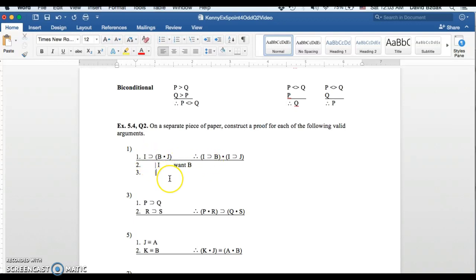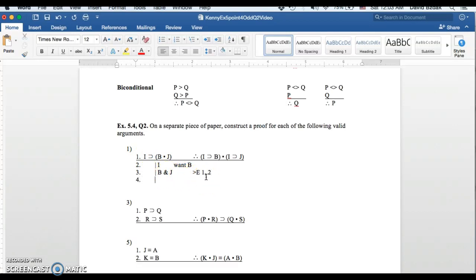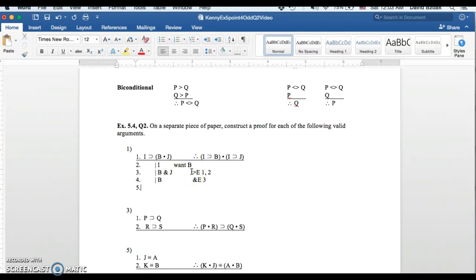So we have I here. We can now apply the conditional elimination rule on 1 and 2. So line 1 is a conditional. Line 2 is the antecedent, so we can get the consequent. And now we can get B by itself by the conjunction elimination rule on 3. B is what we wanted. Remember, the want B is just a note to yourself. It's not doing anything else, but it does tell us what we wanted. So now we can get I conditional B by conditional introduction 2 through 4.